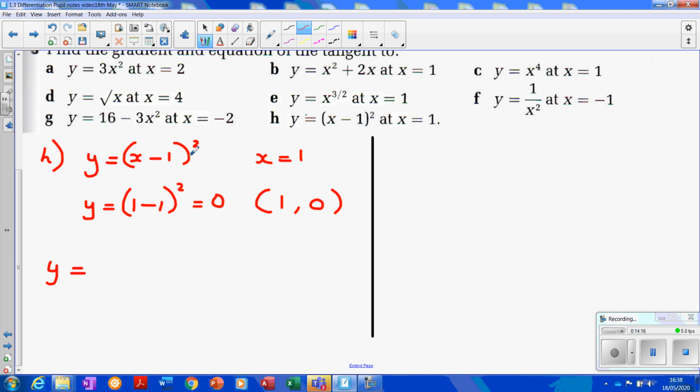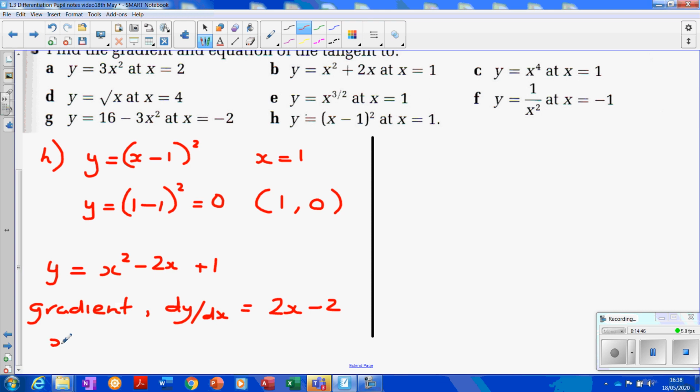So the gradient is x minus 1 all squared. Well, not the gradient. y is equal to x minus 1 all squared. So we need to multiply this out first. Square the first is x squared. Square the last is plus 1. Multiply the two of them together and double it is minus 2x. Now I can work out the gradient, which is dy by dx. So it's 2x minus 2. And the value they gave me was x equal to 1. So your gradient is equal to 2 times 1 minus 2. 2 ones are 2, take away 2, gradient is equal to 0.